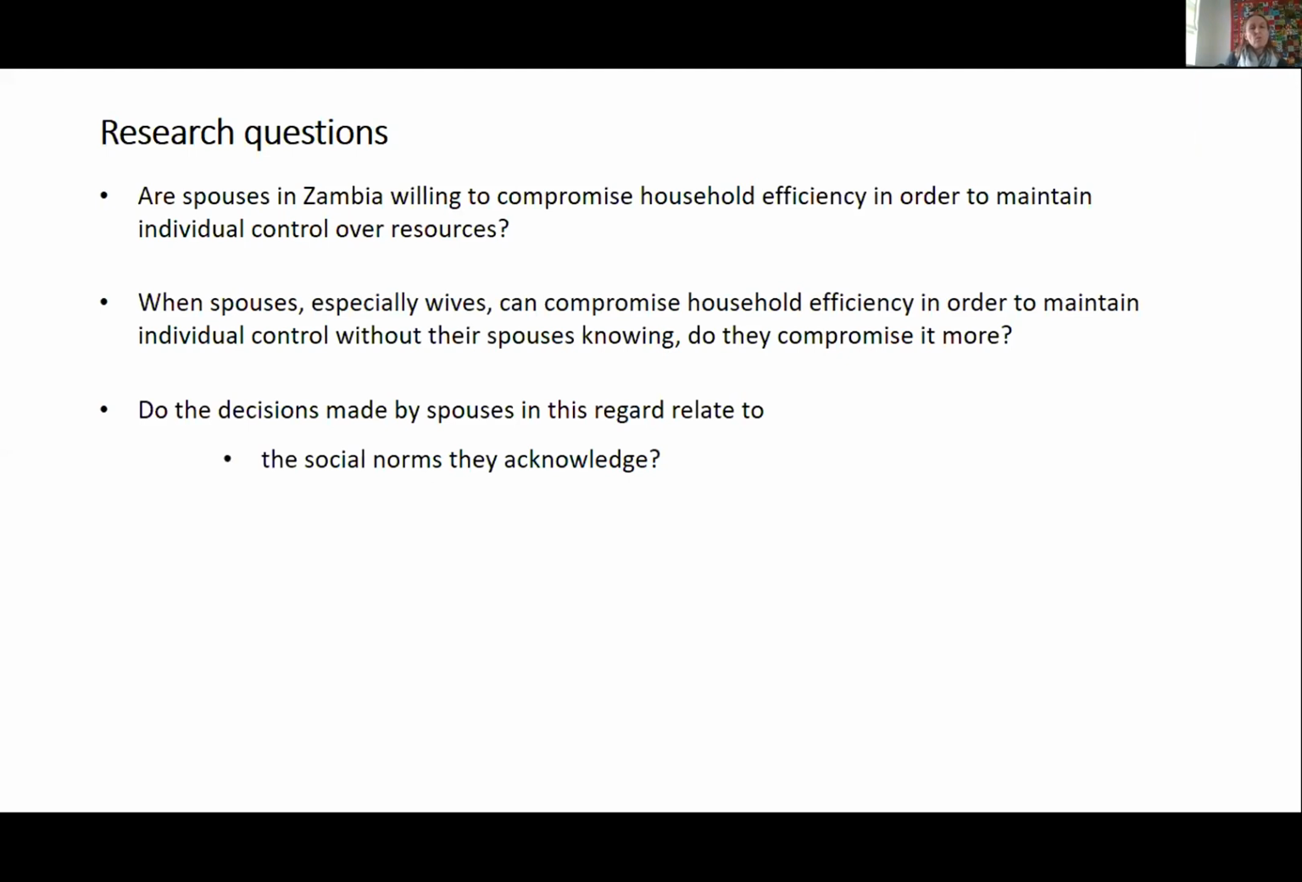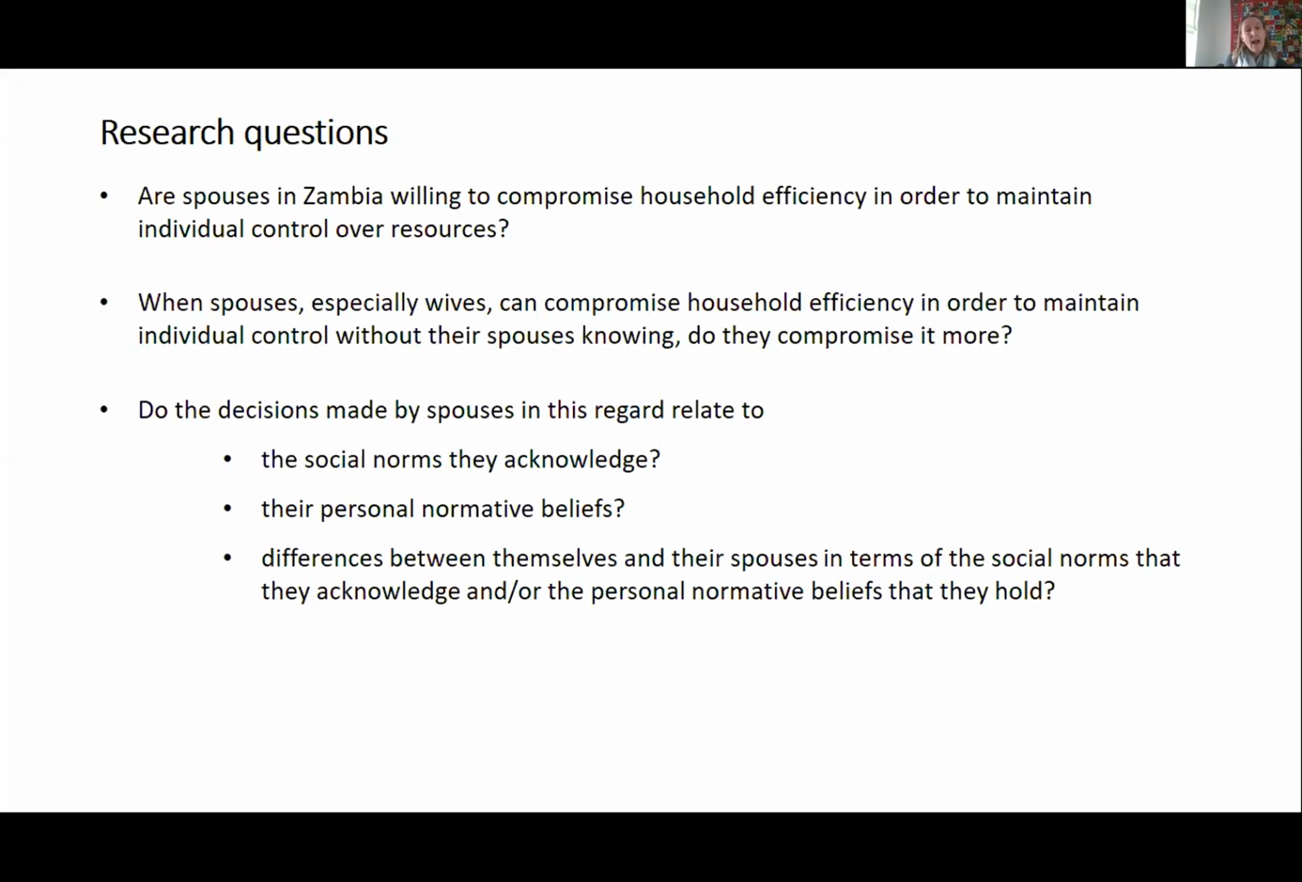Then we move on to our more novel questions. Do the decisions made by spouses in this regard relate to the social norms they acknowledge, their personal normative beliefs, and to differences between themselves and their spouses in terms of the social norms they acknowledge and/or the personal normative beliefs that they hold?